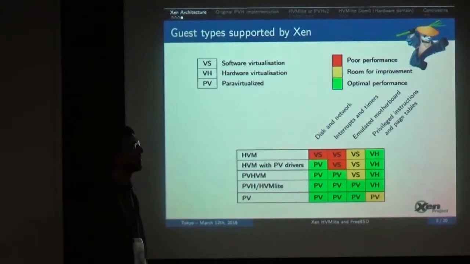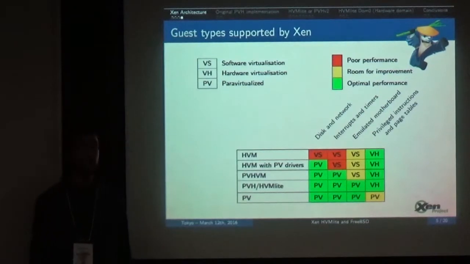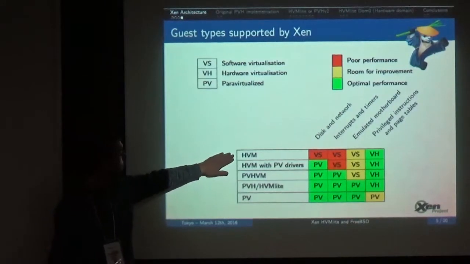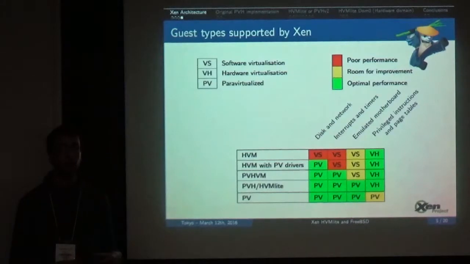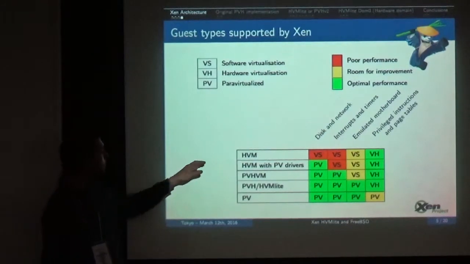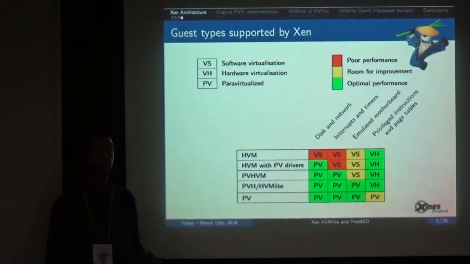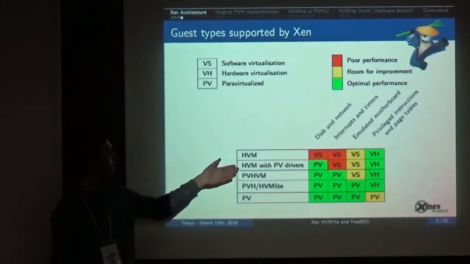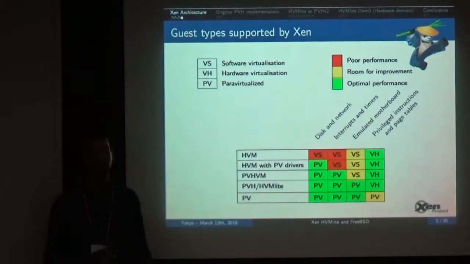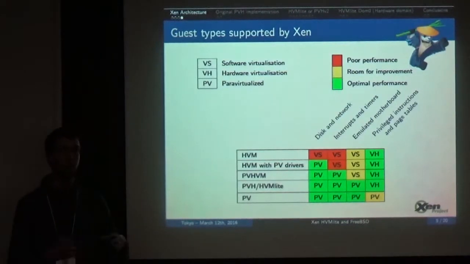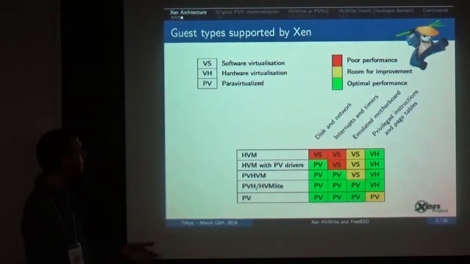Then in 2004, 2005, when Intel and AMD introduced the hardware virtualization extensions, we started to support what we call HVM guests. HVM guests provide a fully PC compliant environment to a guest, which means that you can run a guest without needing any kind of modifications at all. If you run a pure HVM guest without any paravirtualized devices, you get, of course, an emulated disk and an emulated network card. You also get an emulated local APIC, IO APIC. Everything is emulated in order to provide a fully PC compliant environment.